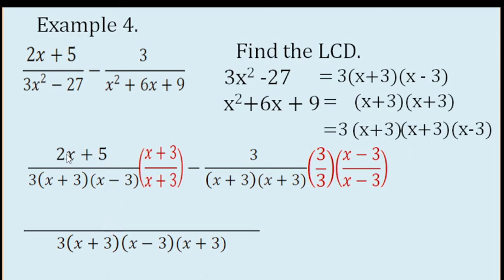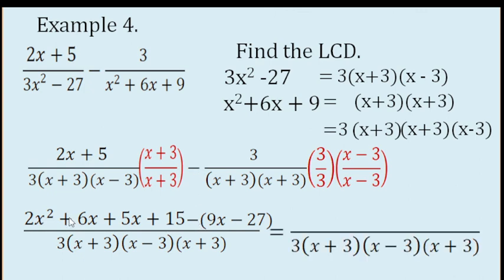Okay, now this means 2x plus 5, FOIL method, times x plus 3. So that's 2x times x, 2x times 3, 5 times x, 5 times 3. That gives us this one, 2x squared plus 6x plus 5x plus 15. Then minus, this means 3 times 3 is 9. Okay, 9 times x is 9x. And 9 times negative 3 is negative 27. Now, there is a minus sign here, so make sure we reflect that one.